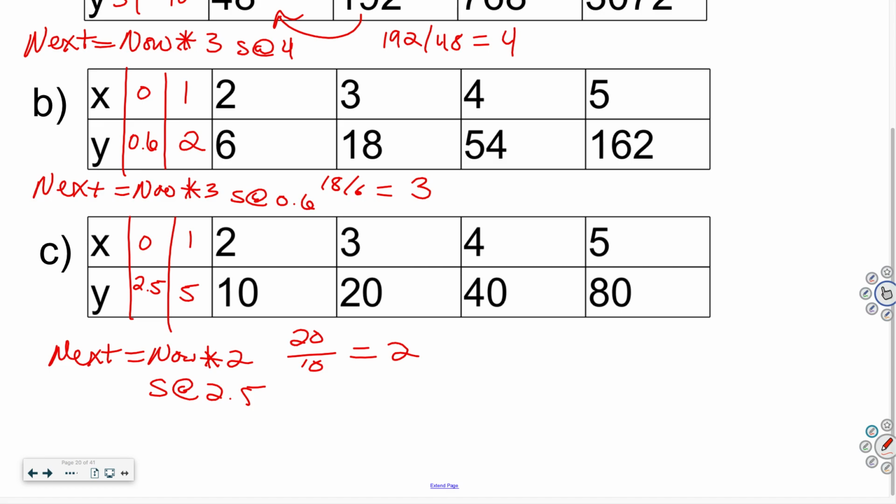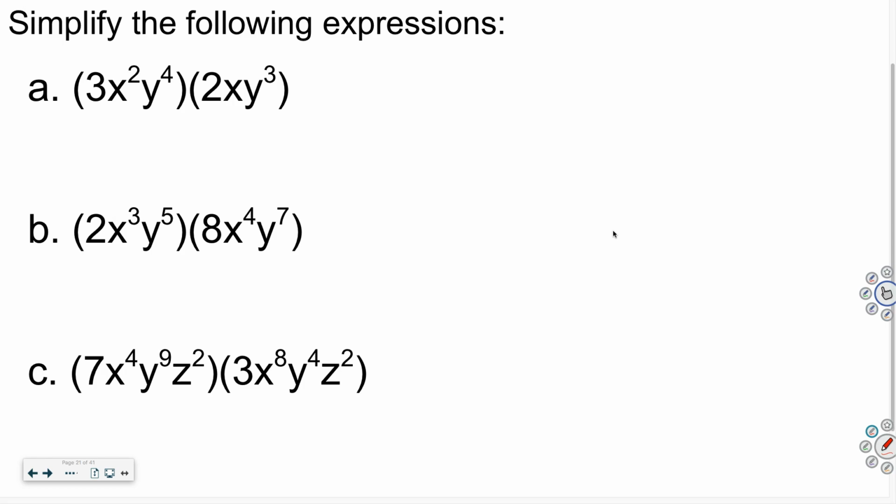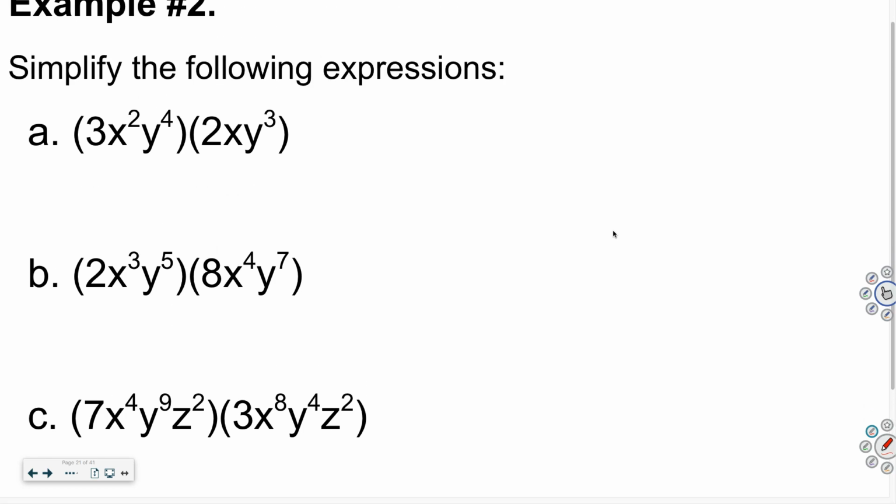Okay, move right along. Simplify the following expressions. We have no numbers floating above any parentheses here, so we can go right into multiplying. 3 times 2 is 6. x to the 2 plus 1, 3, y to the 7. So we have 6x to the third, y to the 7th.